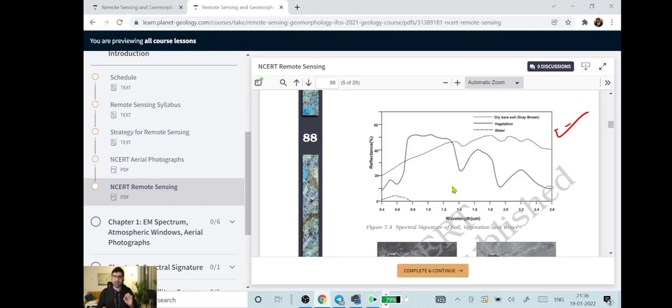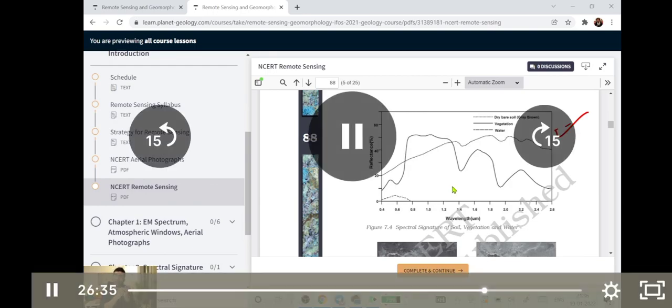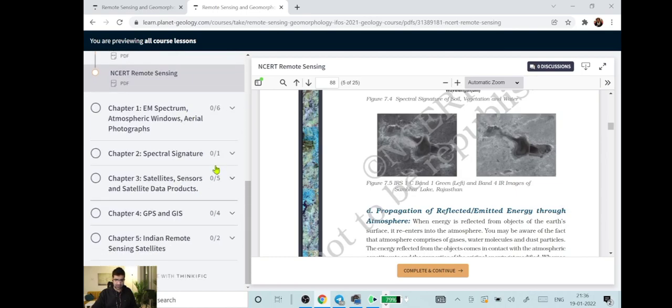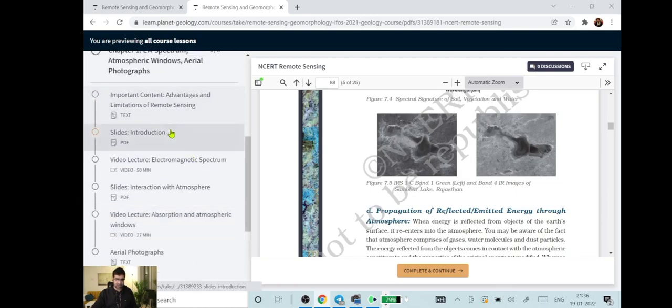I told you there can be different kinds of resolution. One of them is spectral resolution, which is what wavelengths of light you can differentiate between one another. If one is one micrometer and another is 1.001 micrometer, and you can differentiate between them, that gives you high spectral resolution. Those will be hyperspectral images. You will find content regarding that in the first chapter, the slides, the introduction and all.